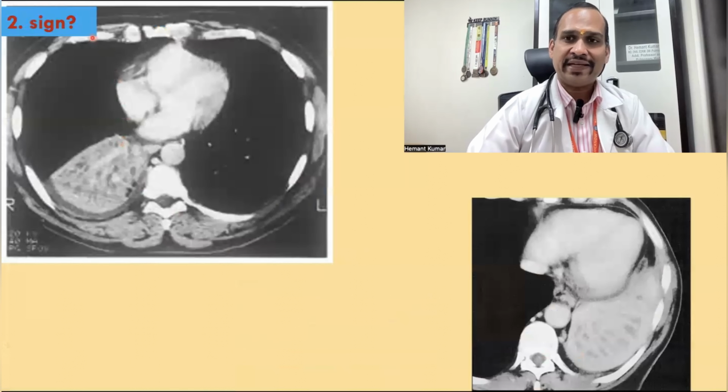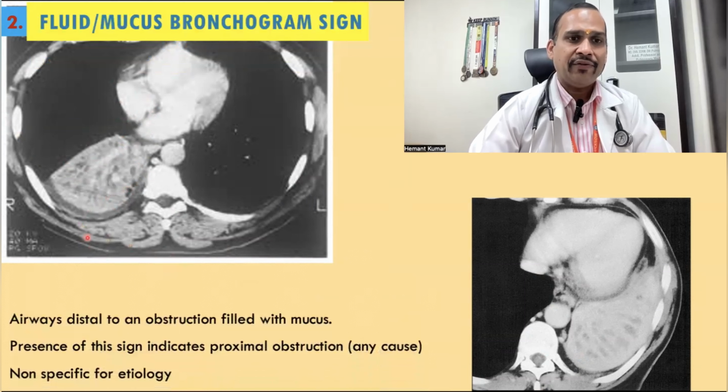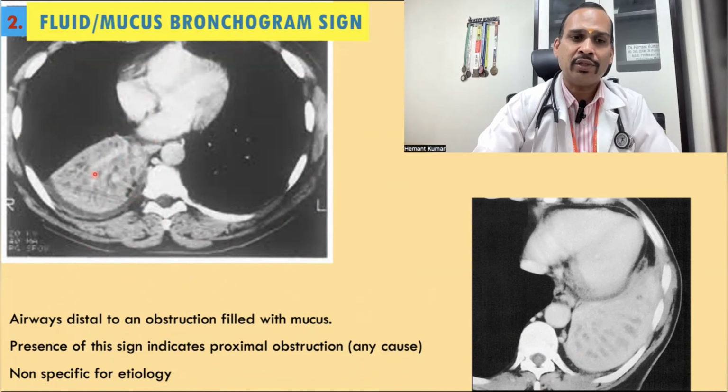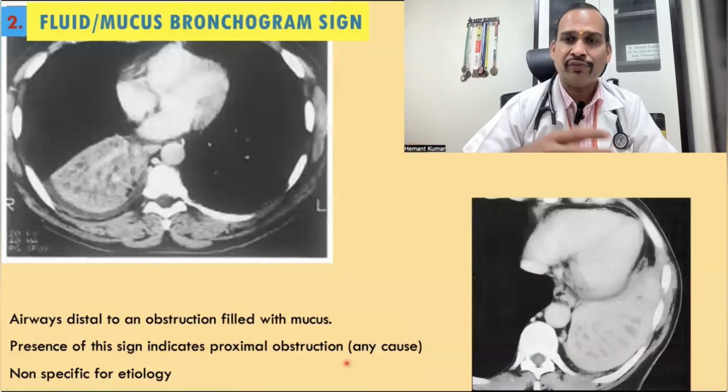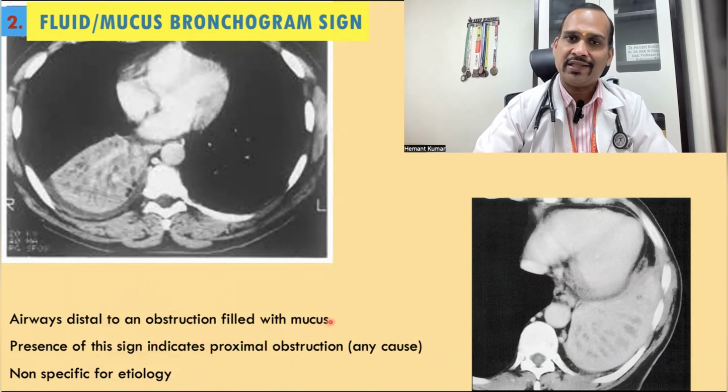Now coming to the second sign. What is this sign? This is the fluid mucus bronchus sign. What is this? It is when the airway distal to an obstruction is filled with mucus. Whenever there is obstruction in the airway and the distal alveoli are filled with mucus, it looks like a fluid bronchus sign. Presence of this sign indicates proximal obstruction, maybe because of a mass, maybe because of a mucus plug, and we cannot say the specific etiology by this sign.